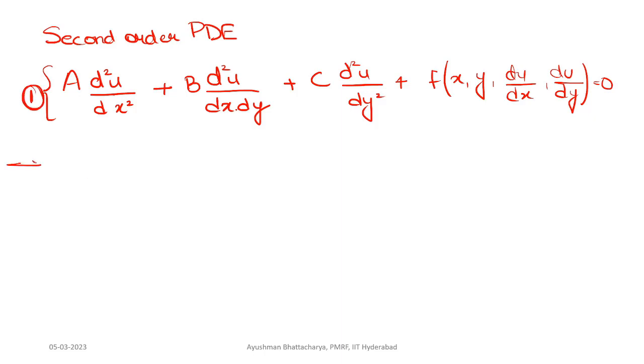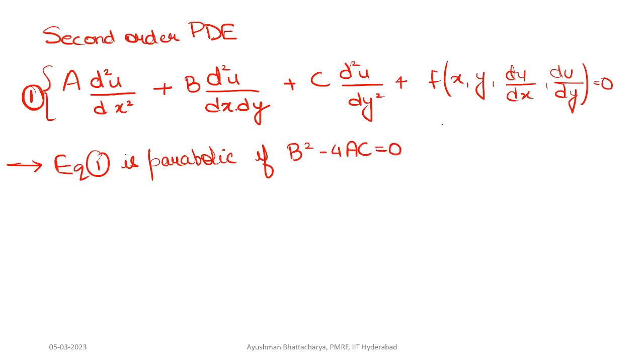So now there are three conditions. Equation 1 is parabolic if b square minus 4ac is equal to 0. Okay, so this is the one dimensional heat equation.